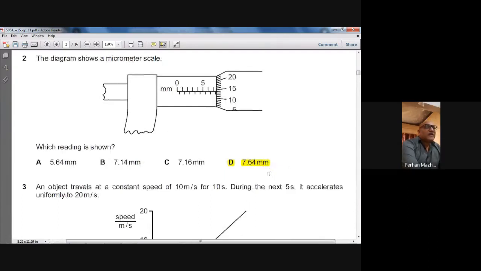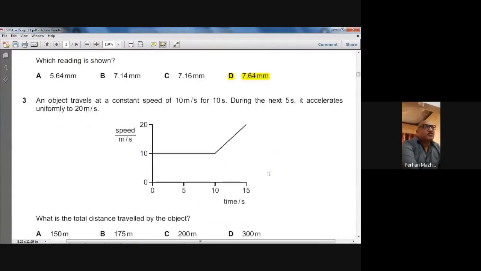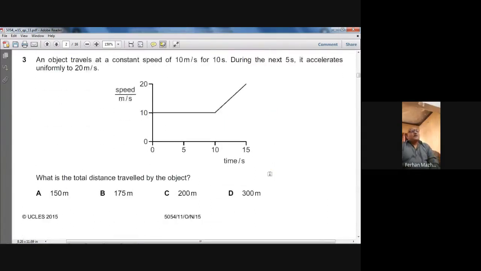Okay. Next, we have question number 3, which is showing on your screen. An object travels at a constant speed of 10 meters per second for 10 seconds. During the next 5 seconds, it accelerates uniformly to 20 meters per second. What is the total distance traveled by the object? On your screen, you can see that we have a speed time graph. On the y-axis, the speed is represented, and on the x-axis, the time is represented.